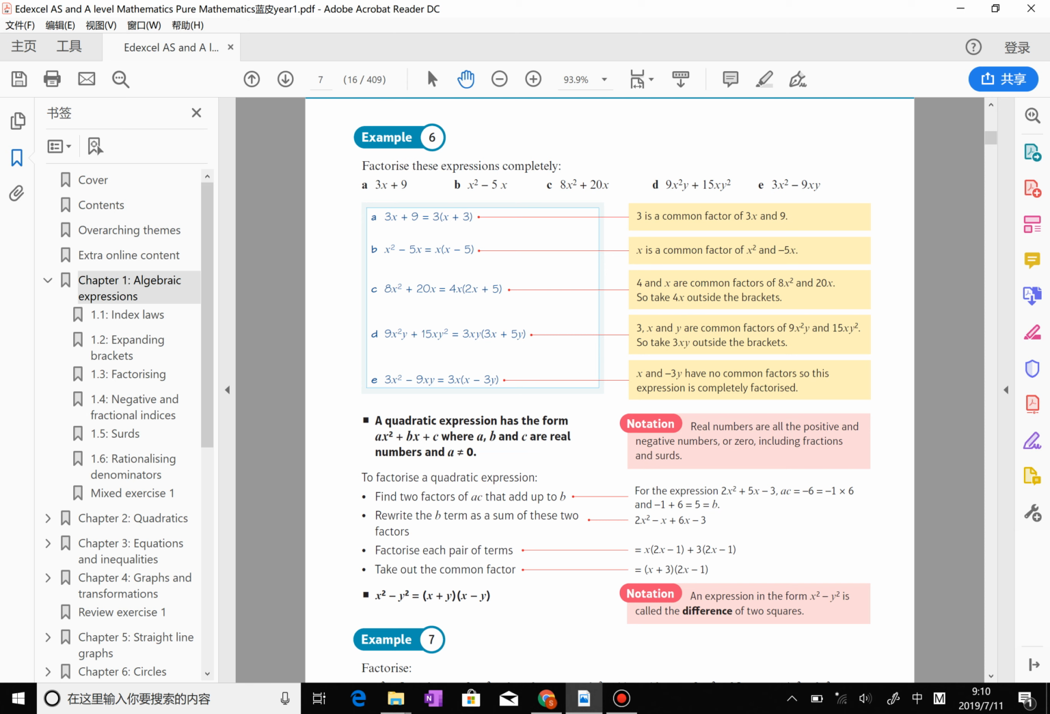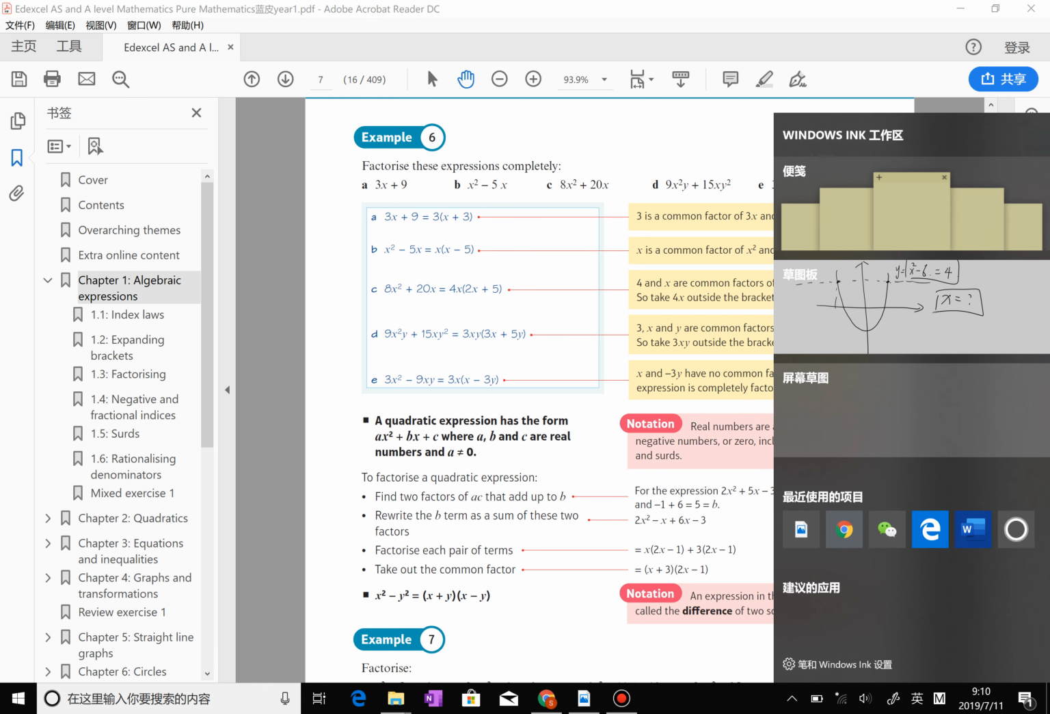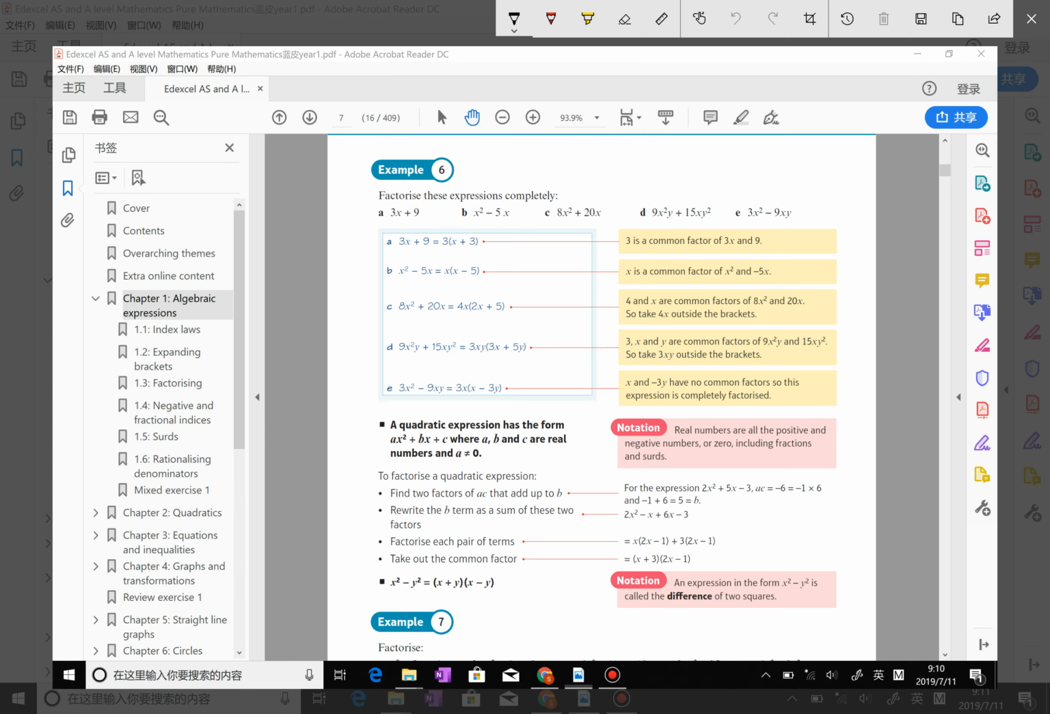So you have 3x plus 9, so you can take 3 out, then you become 3 times bracket x plus 3. And for the b, x squared minus 5x, so you can take x out, so you have x times x minus 5. And for the c, you have 8x squared plus 20x, so I'm going to explain to you how to do this.